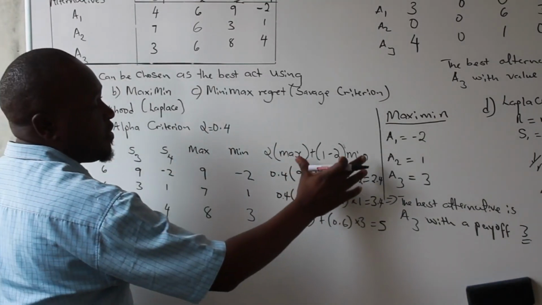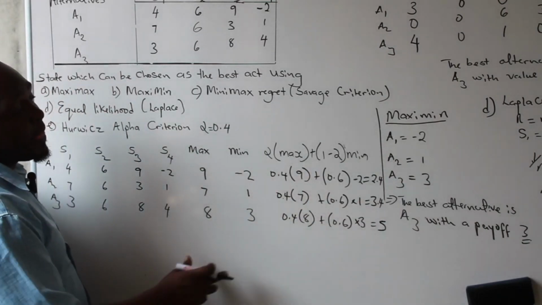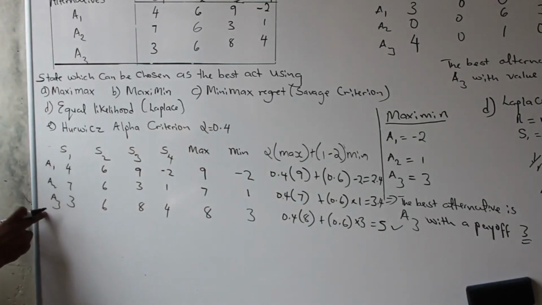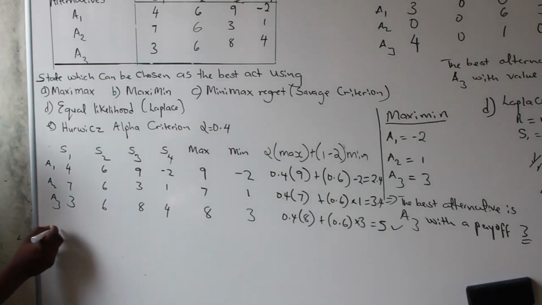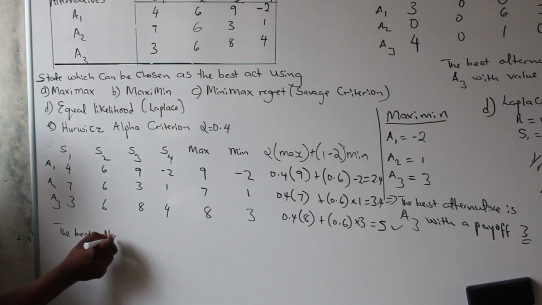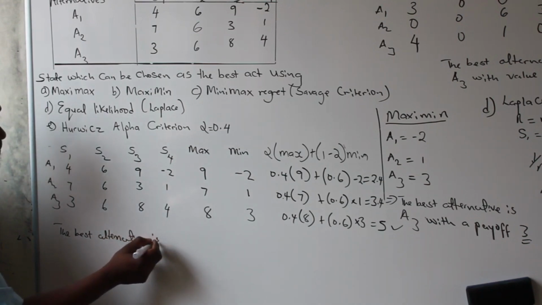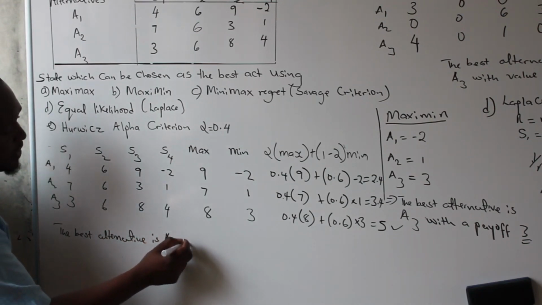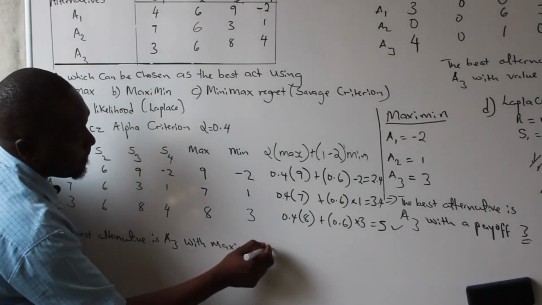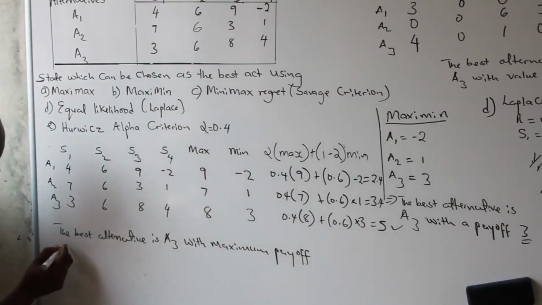Now, what you have found here, these values are what you're going to base on to choose your best alternative. You look for the highest, and the highest is 5, which is under alternative A3. Now you say the best alternative is A3 with maximum payoff of 5.